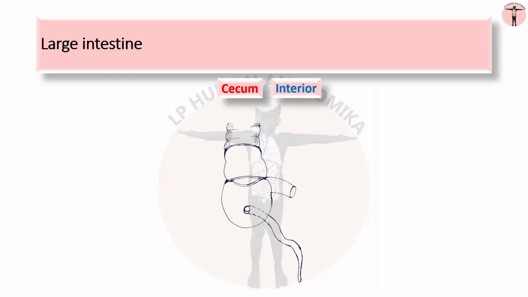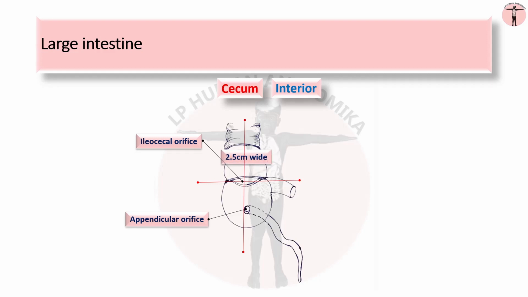Coming to the interior of the cecum, it presents two orifices, the ileocecal orifice and the appendicular orifice. The ileocecal orifice is present on the posteromedial aspect of the ileocolic junction where the ileum opens into the large intestine. It corresponds with the intersection between the transtubercular and right lateral planes. The orifice is 2.5 centimeters wide transversely. It is guarded by a valve called the ileocecal valve.